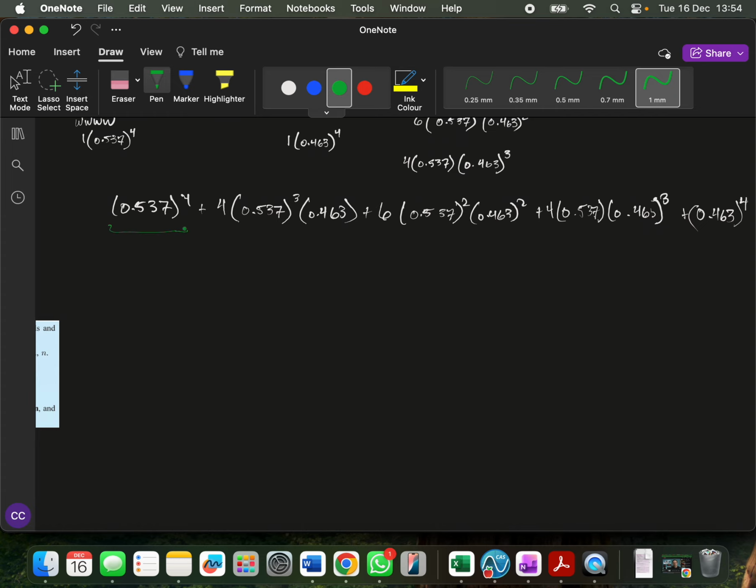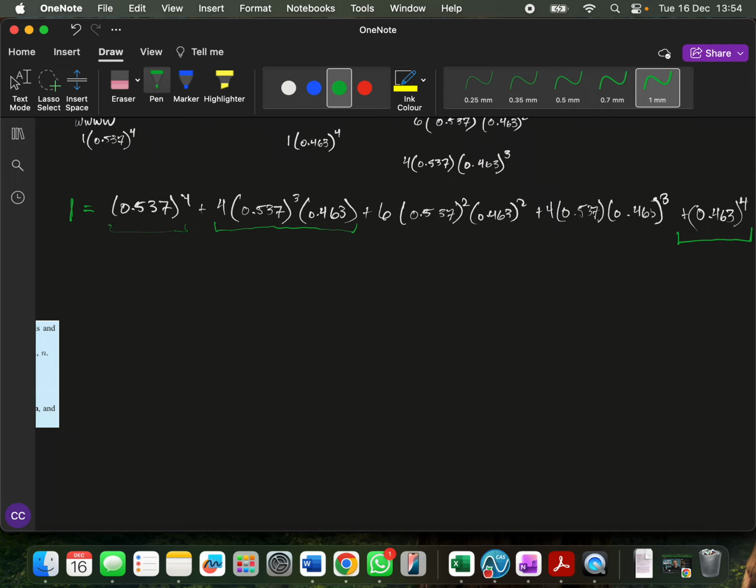So what this is showing is that there's one way that they could have won all of their last 4. There's one way that they could have lost all of their last 4. There's 4 different ways that could happen. This is a binomial expansion. Out of curiosity, what do you think all of this has to add to?